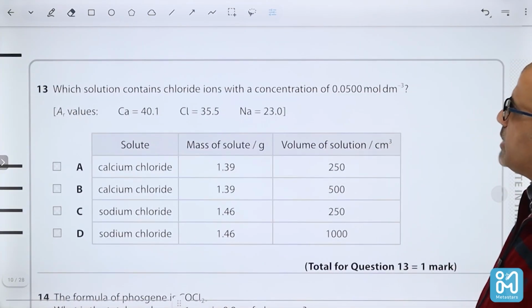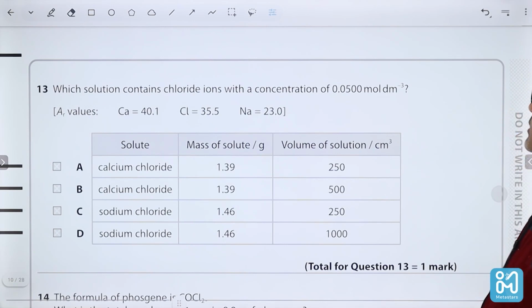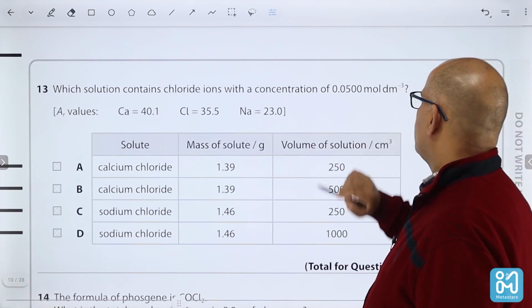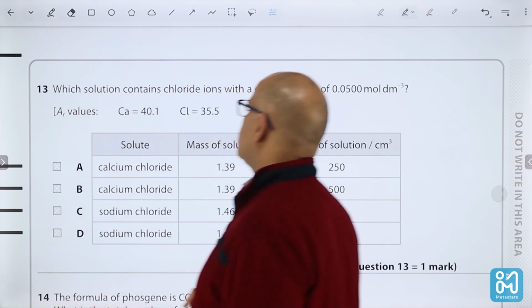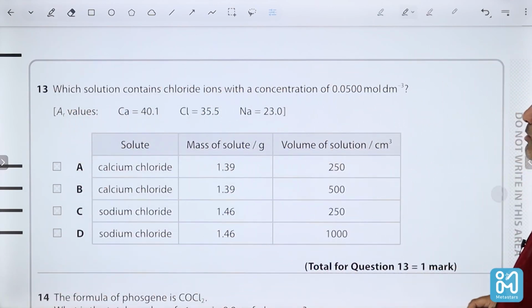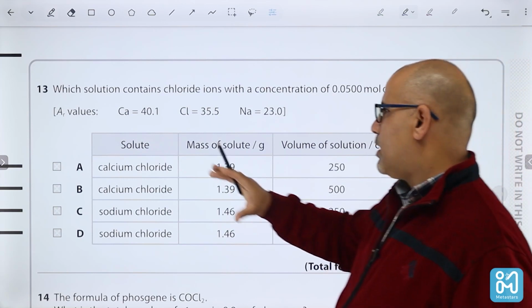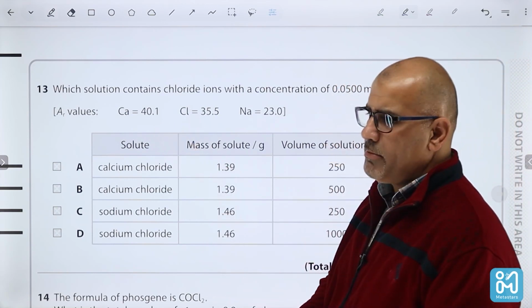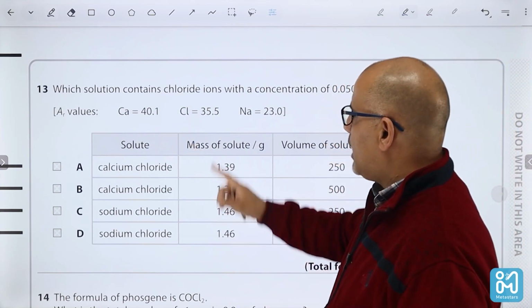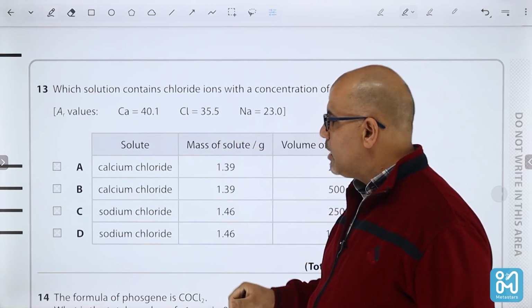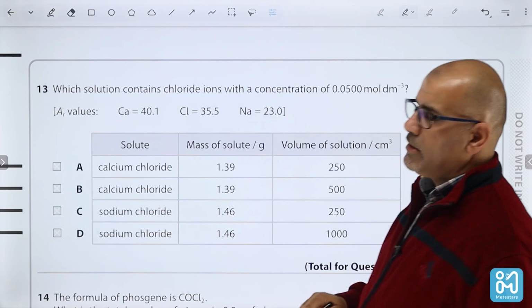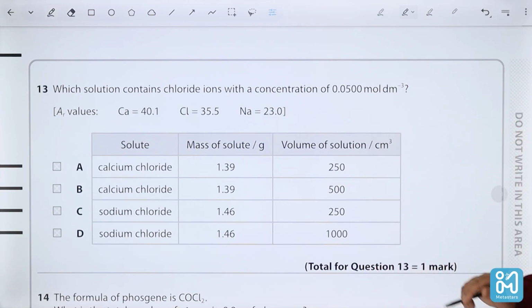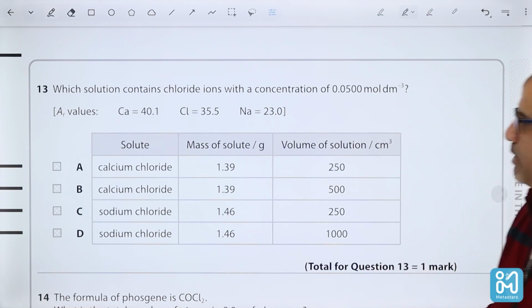Which solution contains a chloride ion with the concentration of 0.5? He is asking about the ions there. And you can see that he gave you the relative atomic mass of each atom: calcium, chlorine, sodium. Because we have two compounds there, we can find the molar mass of each compound.